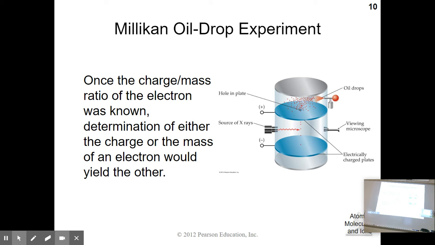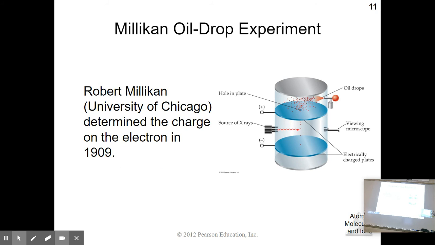Another thing that we don't really talk about a whole lot is the oil drop experiment. And really, all this was, is a study by Robert Millikan. Again, once Thomson discovered the charge mass ratio, they kind of just determined whether or not the charge would also affect the mass, and the mass would affect the charge, yada, yada, yada. He did this by dropping small itty-bitty oil droplets down into this little contraption here where x-rays took pictures. And it basically determined what the charge was, by Robert Millikan in 1909 from the University of Chicago.